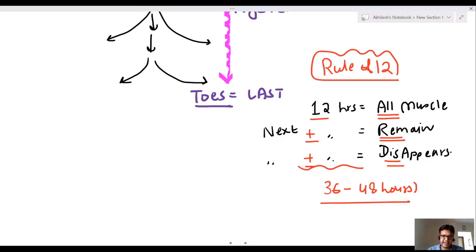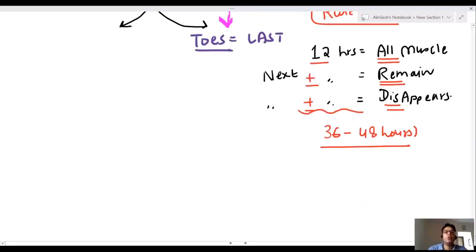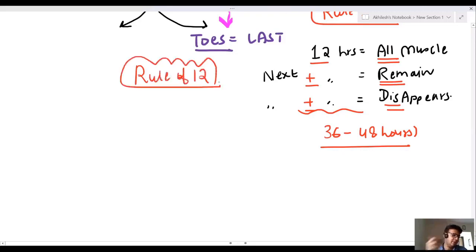36 to 48 hours. First 12 hours, it develops all over the body. Next 12 hours, it remains as it is all over the body. And next 12 hours, it disappears from all over the body. This is the rule of 12 for rigor mortis.